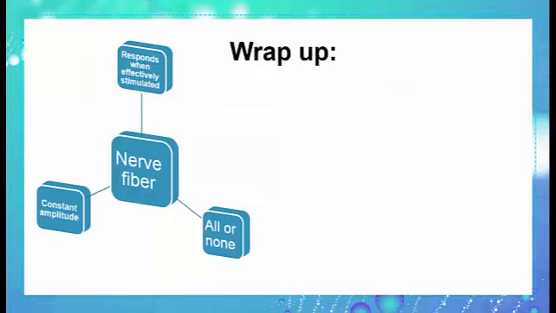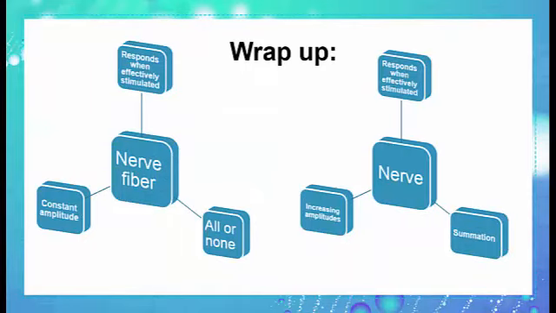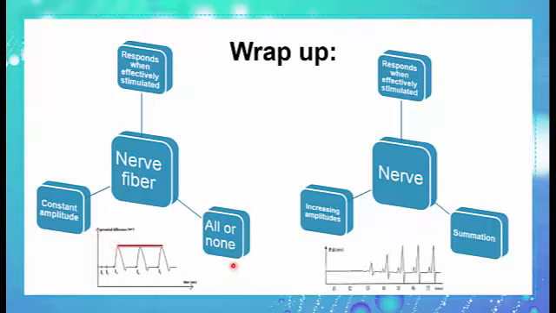Let's remember the difference between a nerve fiber and a nerve. First, both of them, the nerve fiber and the nerve, respond when they are effectively stimulated. So they don't respond to ineffective stimulations. Why? The response of a nerve fiber always has a constant amplitude, so it obeys the law of all or none, while that of a nerve has increasing amplitude, so the nerve responds to the law of summation.